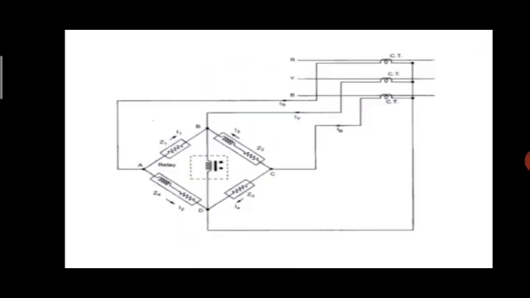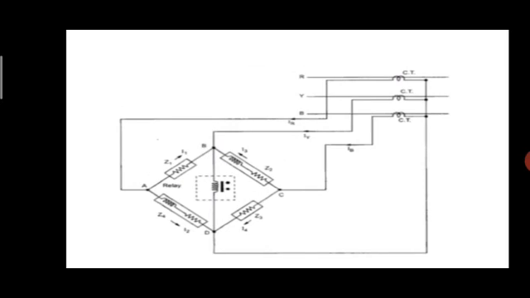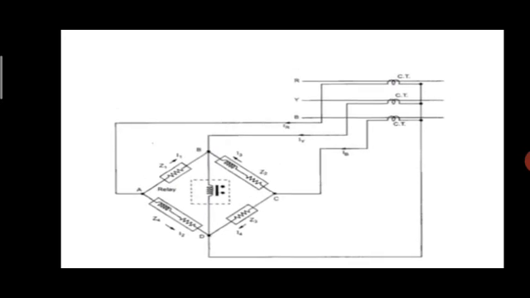See the circuit diagram. There are three phases R, Y, B. Each phase is connected to a current transformer. Z1 and Z3 are impedance resistances, and Z2 and Z4 are impedance resistance and reactance relays.